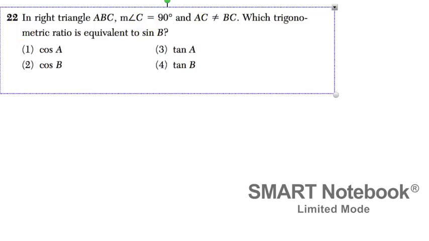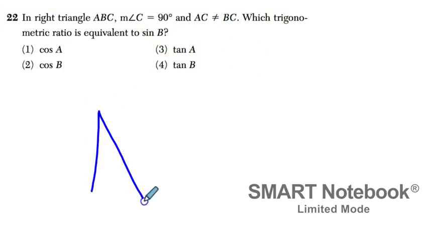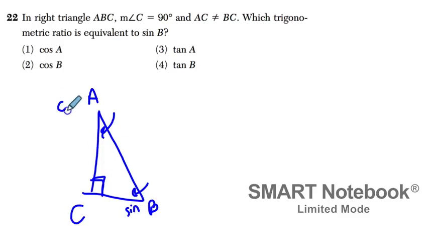Number 22, this is just one of those facts that I told you to memorize. The fact that you needed to know is that in a right triangle, if you look at the two acute angles, the two non-right angles, the sine of one of them is always equal to the cosine of the other. So if C is our 90-degree angle, that means these are A and B. The sine of one of those is equal to the cosine of the other. Since they're asking what's equivalent to the sine of B, it's equal to the cosine of the other one, which is A. Answer choice 1.